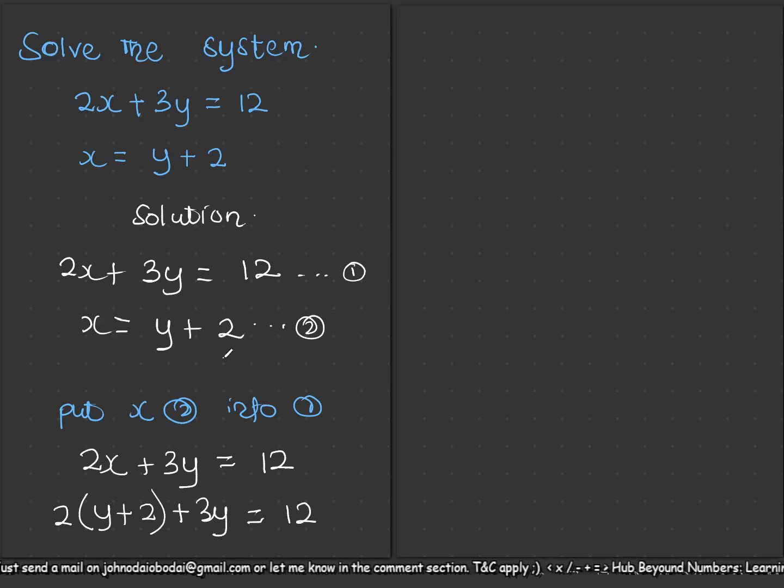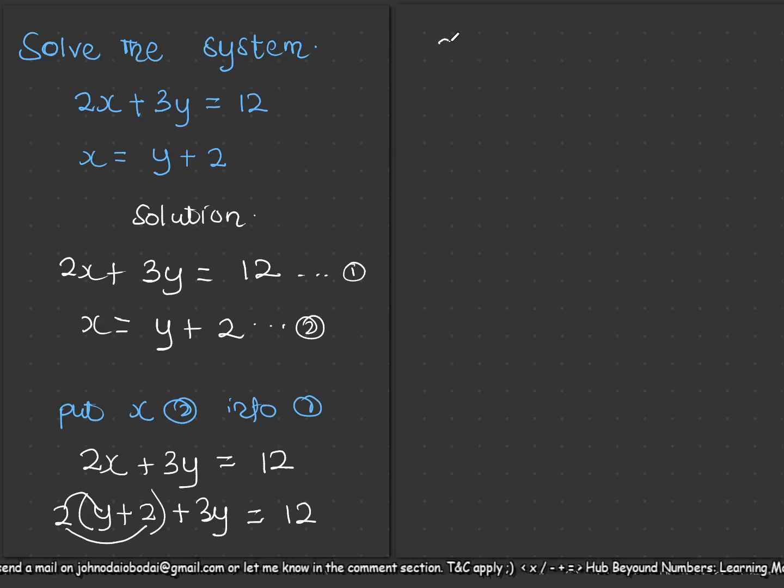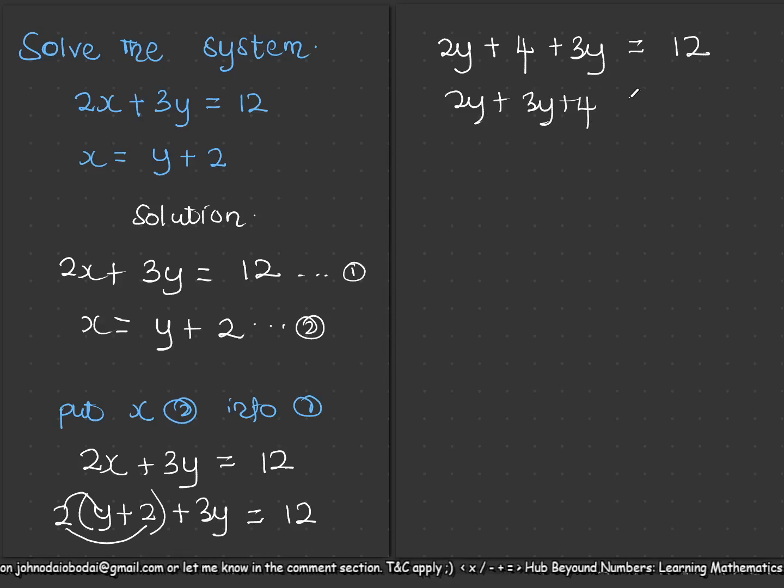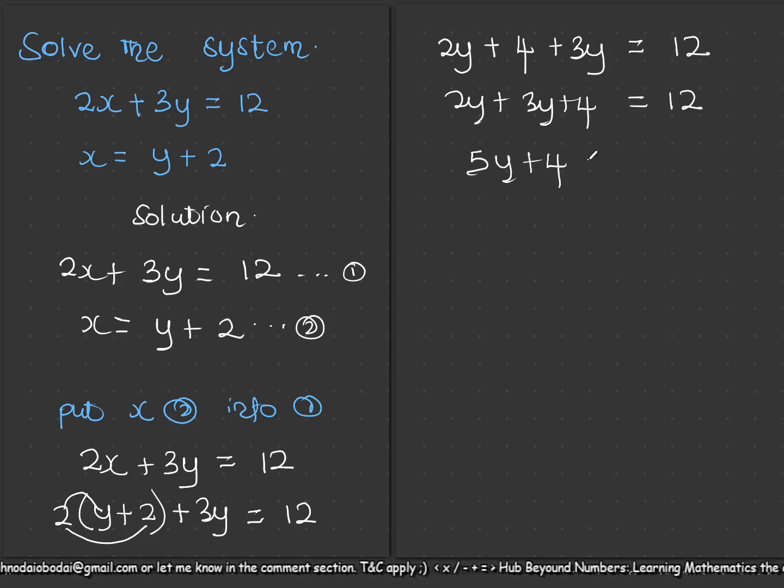You see? So evaluating further, we have 2 multiplying y, and then it will also multiply this 2 as well. 2 multiplying y gives us a 2y. Then 2 times 2 gives us a 4. Plus 3y is equal to 12. So evaluating, that is grouping like terms first. We have 2y plus 3y plus 4 being equal to 12. 2y plus 3y gives us a 5y plus 4 equals 12.